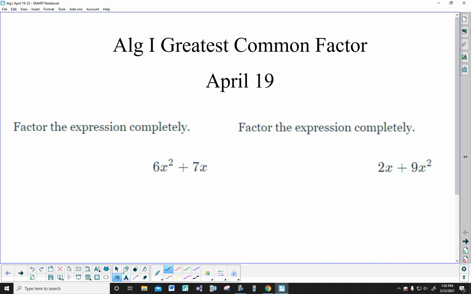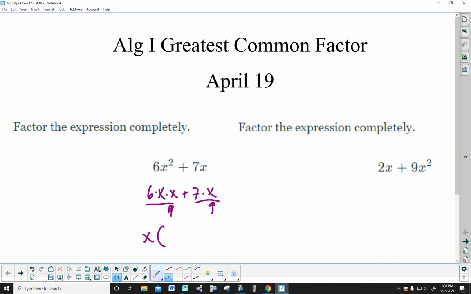What you need to do is start by factoring out the thing that they have in common. In this one, this is 6 times x plus 7 times x. This term and this term both have 1x in common, so you're going to pull that x out. You're going to factor it out.